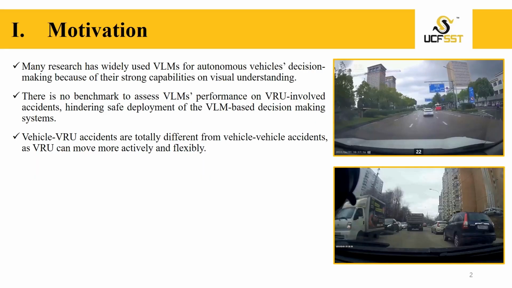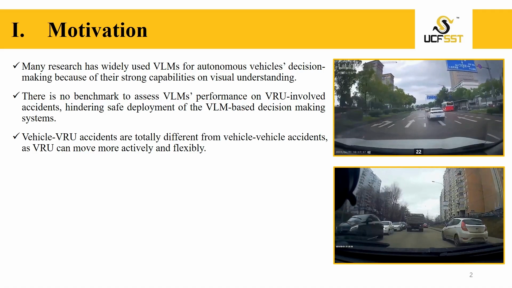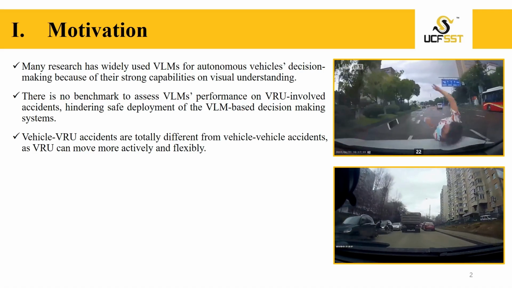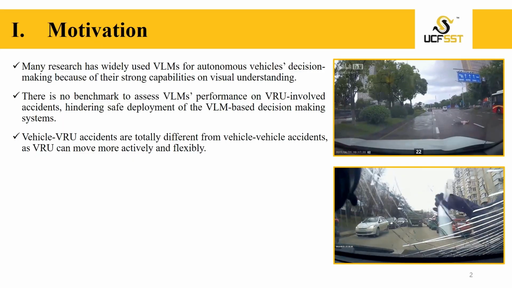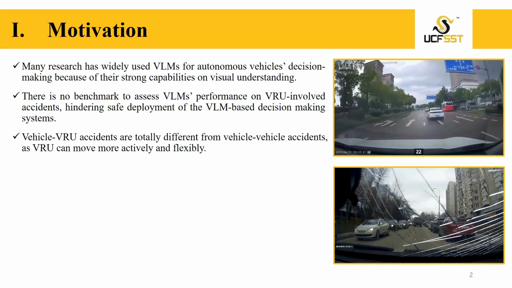Previous research has widely applied vision language models for autonomous vehicle decision-making, thanks to their strong visual understanding. However, no benchmark currently evaluates their performance on accidents involving vulnerable road users, which are far more unpredictable than vehicle-to-vehicle cases. Pedestrians may jaywalk or appear suddenly from occluded areas, making accident prediction highly challenging. This highlights the urgent need for a VRU-specific benchmark.